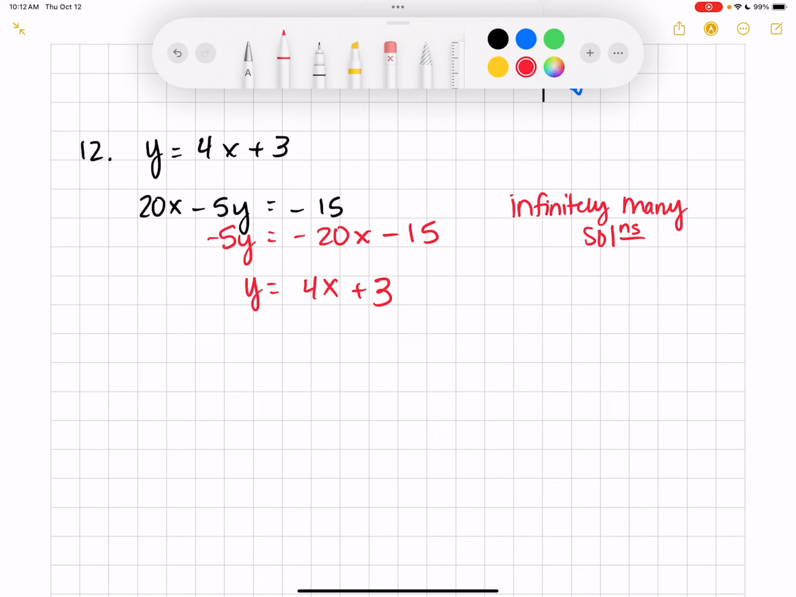Why is x positive? Everything else is negative. Because I divided by negative 5. Negative divided by negative is positive.